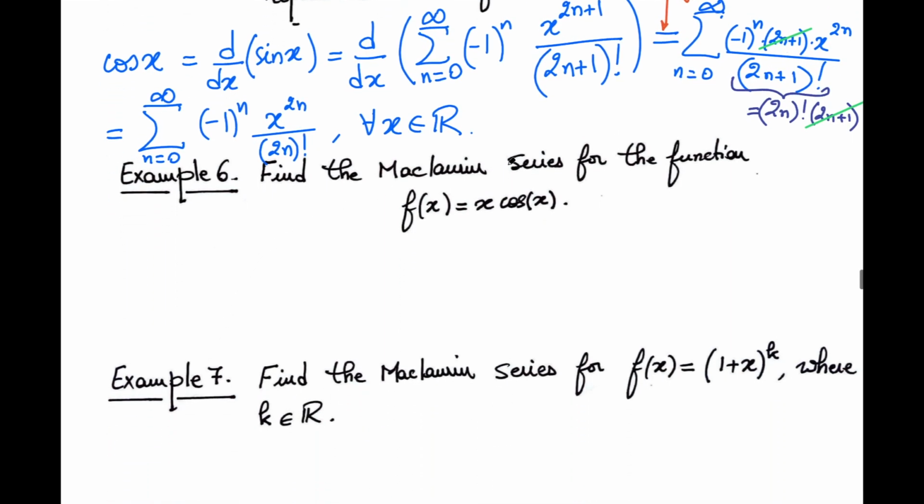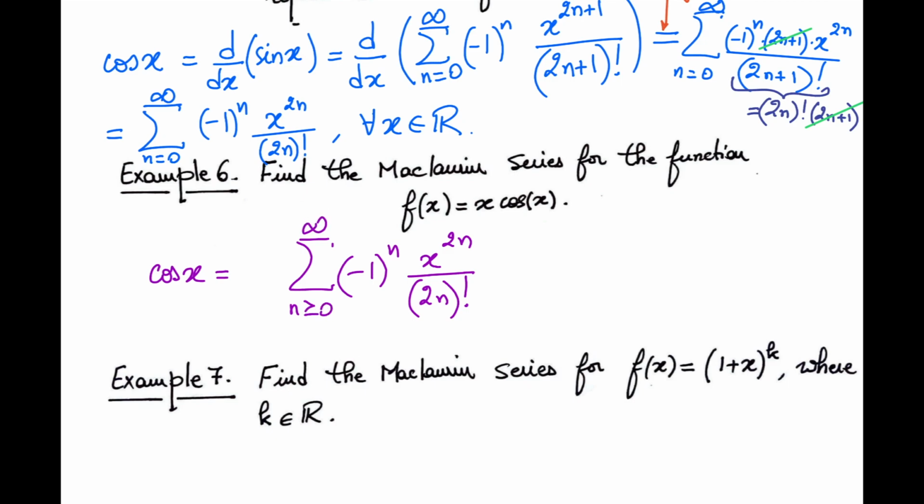Find the Maclaurin series for the function f of x equals x times cosine of x. So in example 5, we just developed the Maclaurin series expansion for cosine, right? And now let's capitalize on that to develop the Maclaurin series for this function. We know that cosine of x, we found that this is equal to sigma -1 to power n x to power 2n divided by 2n factorial, correct? And this is for all x.